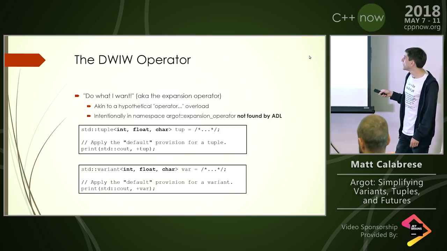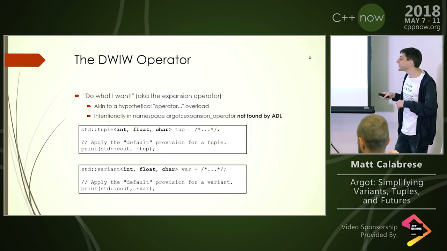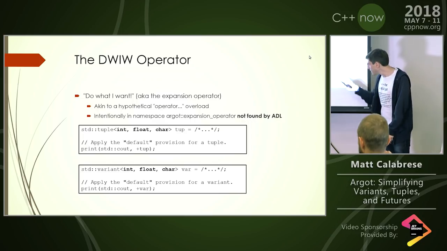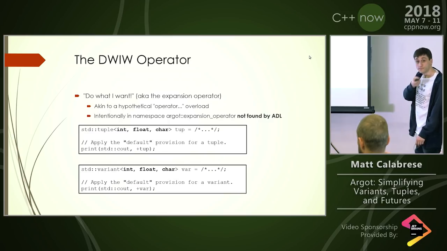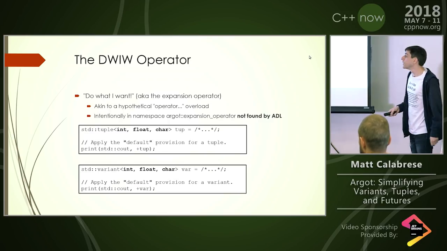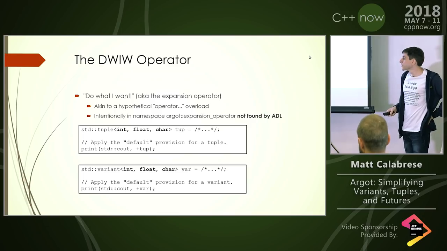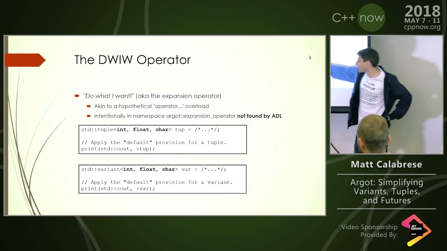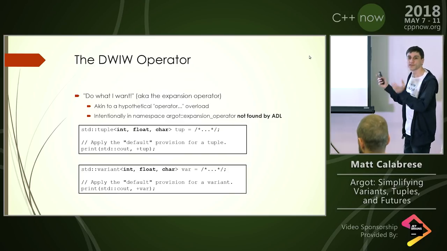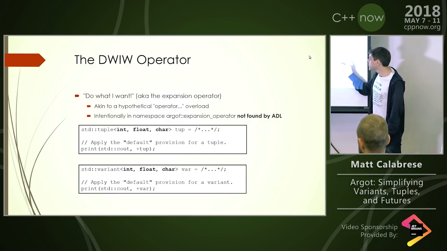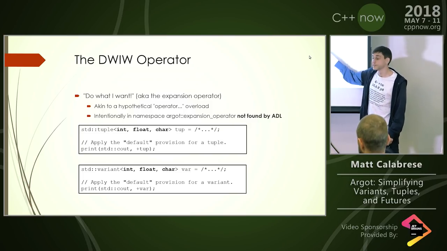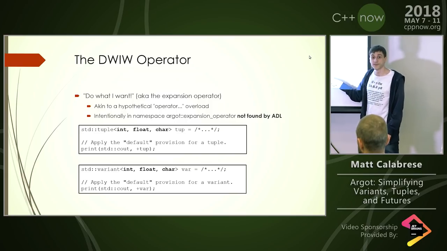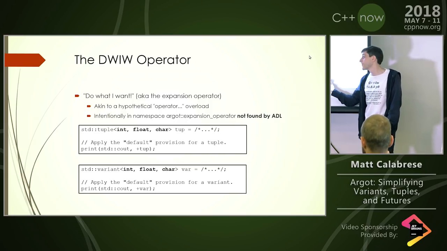Okay, and you could also do the same thing for variants. So the default provision for a variant is just the equivalent of a visit operation. And both of these work. Question: is this defined on the std types, or any types that support the tuple concept? So the question was, does this operator work only for std types or any types that model this hypothetical concept? The answer is it's not really a hypothetical concept. The library itself does define a tuple-like concept, and it does define a variant-like concept. It also defines a union-like concept, which is less refined than that.